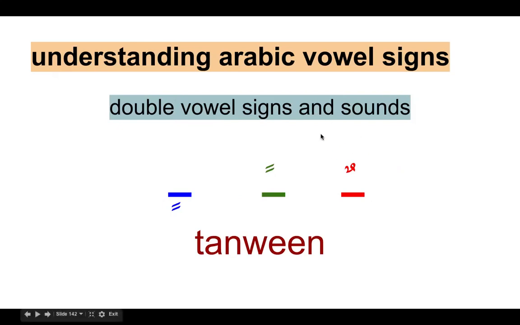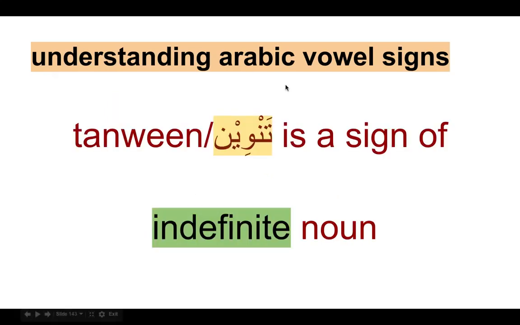So we learned about single vowel signs. Then we have what is called double vowel signs, when we have two dhammas, two fathas and two kasras. What do they signify? These are called tanweens. Tanween means two dhamma, tanween fatha and tanween kasra. So whenever there is a tanween on a noun, on a word, double fatha, double dhamma and double kasra, it is a sign of an indefinite noun.